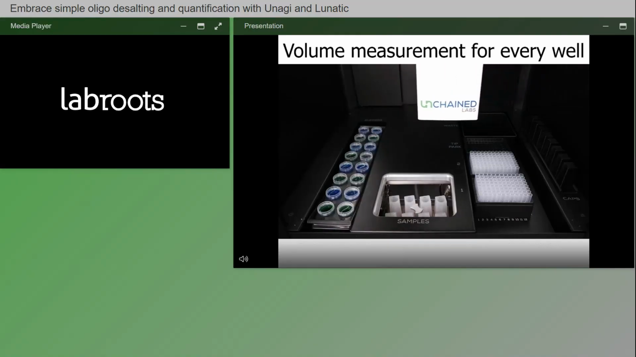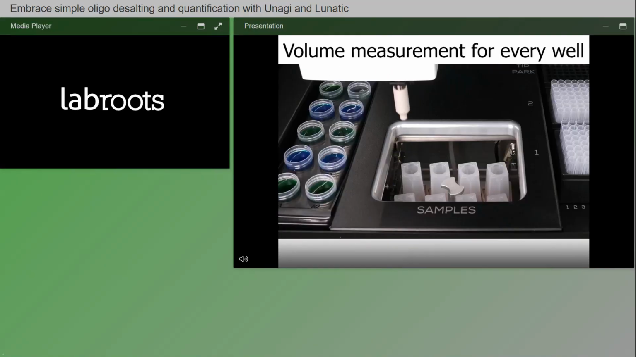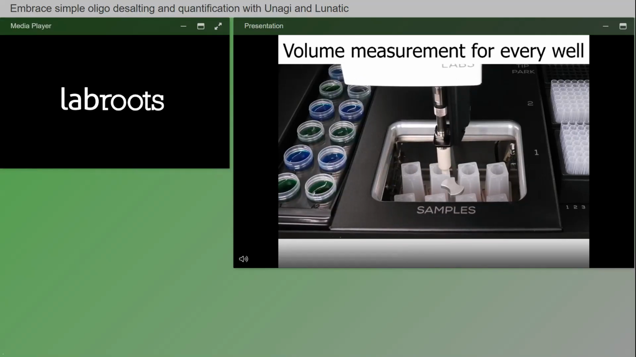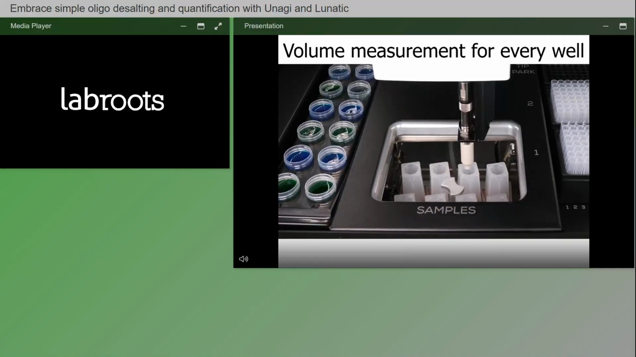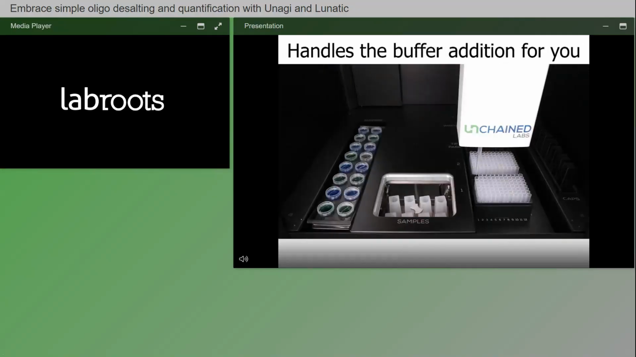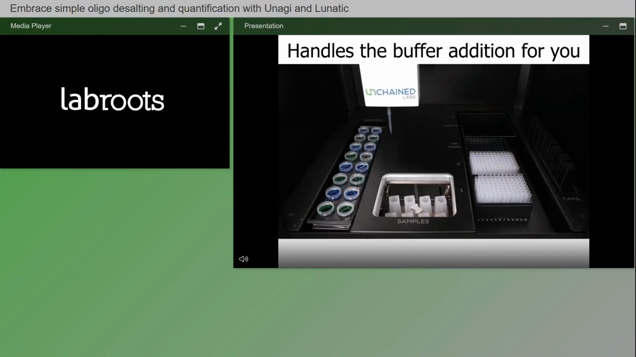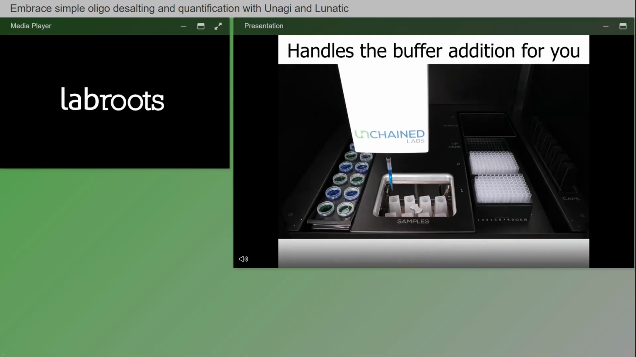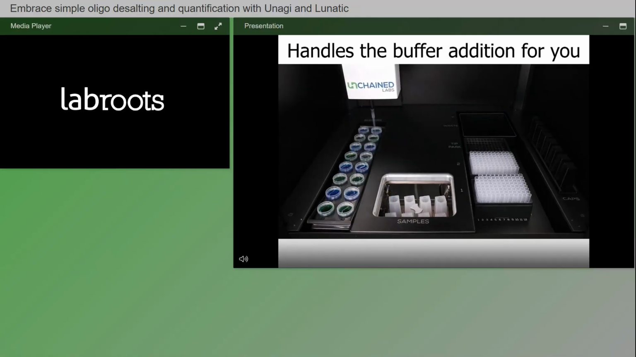Each well does get its own volume measurement. So here you can see the ultrasonic volume sensor checking the edges of the UNA and checking the top level of that sample, so it understands how much sample is present, whether that's before or after a buffer exchange run. Unagi will handle the buffer exchange addition for you. So here we can see it's pulling up some nice blue buffer and adding it into an UNA where it's getting ready for another round of positive pressure, pushing that buffer through the sample.